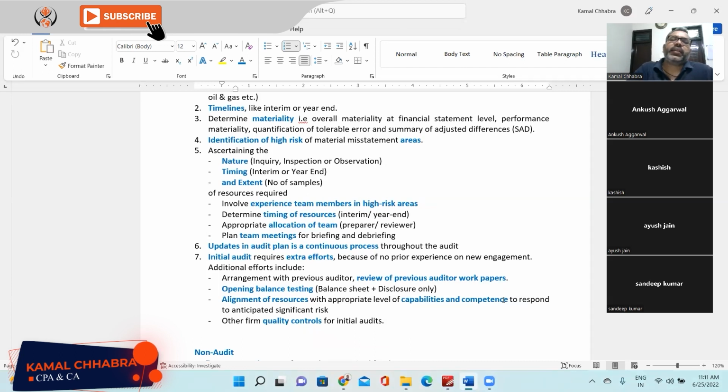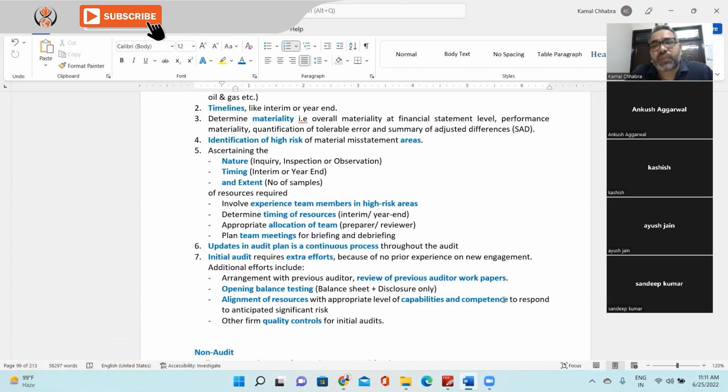Fifth is ascertaining the nature, timing, and extent of the audit procedure and the required resources to perform those. Nature of audit procedure, like whether you are performing inquiry, inspection, observation, or analytical procedure. That is called the nature of procedure you are planning to perform. In short, we'll sometimes say NTE. Maybe like an abbreviation you can keep in mind: nature, timing, and extent, the short form would be NTE, we'll be using at some places.